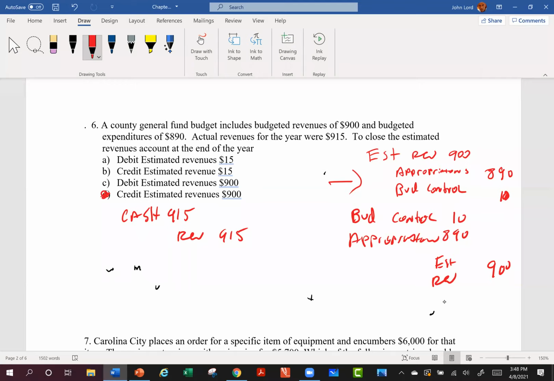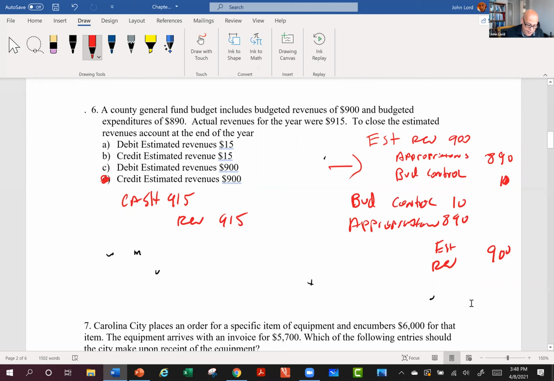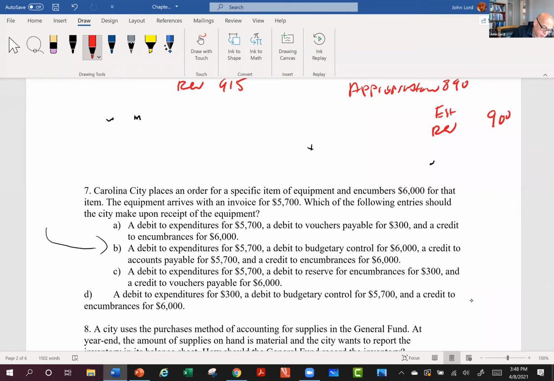All right, let's take a look at number 7. Okay. And I guess I'll go ahead and do some writing up there for number seven. So Carolina City places an order for a specific item of equipment and encumbers $6,000 for that item. The equipment arrives at an invoice price of $75,000. Which of the following entries would the city make upon receipt of the equipment? And again, they give you these weird presentations of your choices. If you make the entire journal entry, it's pretty easy to figure it out. So what's the journal entry for the whole process?